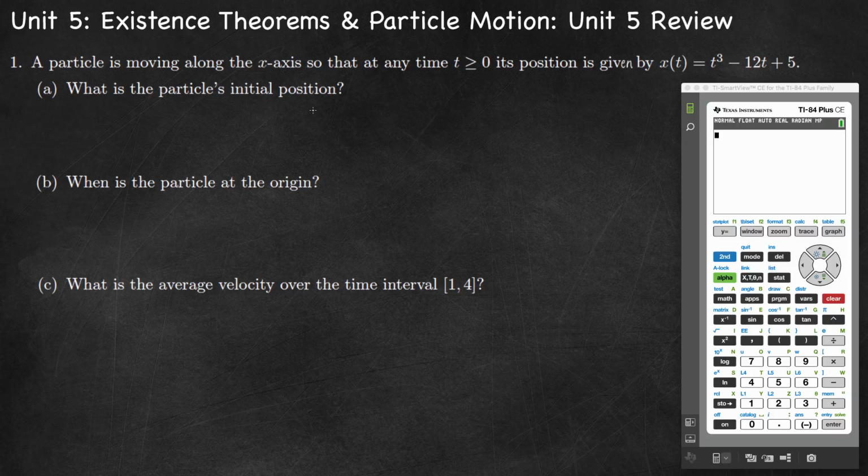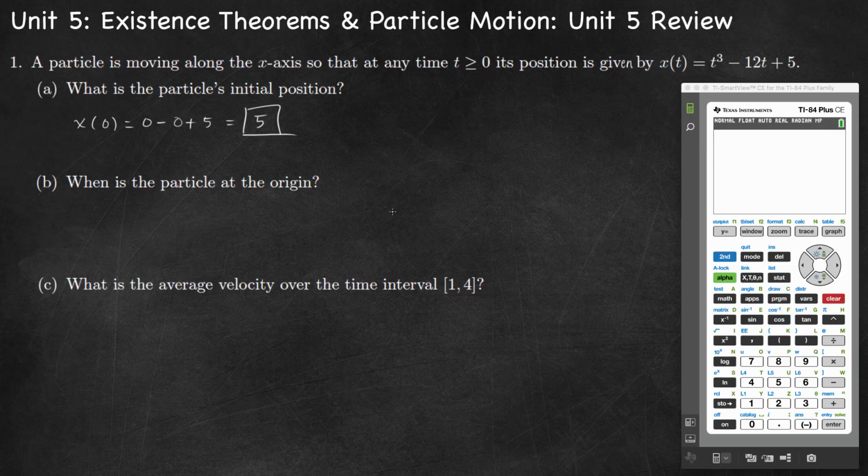The initial position is the starting position, or the position at time t equals 0. So the position at time 0 means we're substituting 0 in for t. I wrote p of 0, but actually our position function is defined as x of t, so we'll call this x of 0. X of 0 is 0 minus 0 plus 5, or just 5. So the initial position of the particle is 5. We don't have units given here, so I'll just say 5.